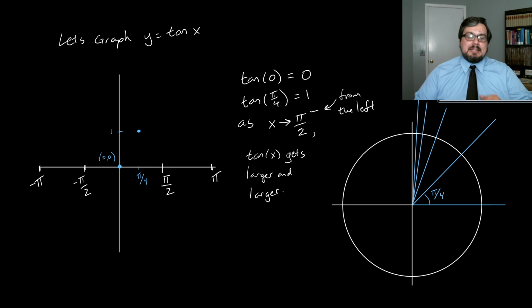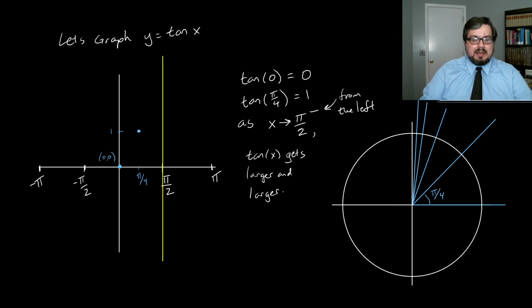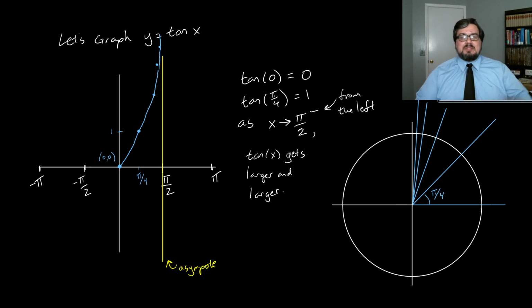And then tangent isn't even defined at pi over 2. What this actually is, is an asymptote, and I'm going to use yellow to indicate my asymptote here. And so what happens is that the values of tangent keep getting bigger and bigger as the inputs to tangent keep getting closer and closer to pi over 2, and we get a pattern that looks like this. So the values of tangent are just heading off, getting arbitrarily large.